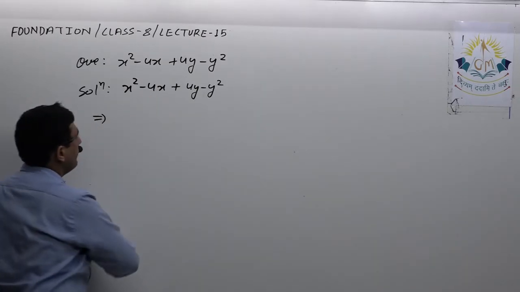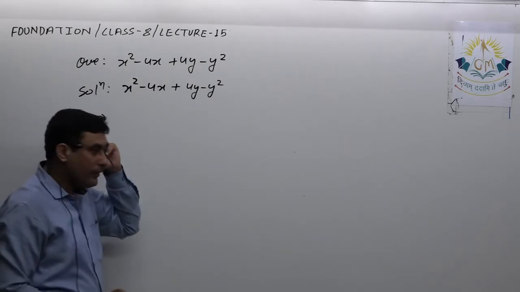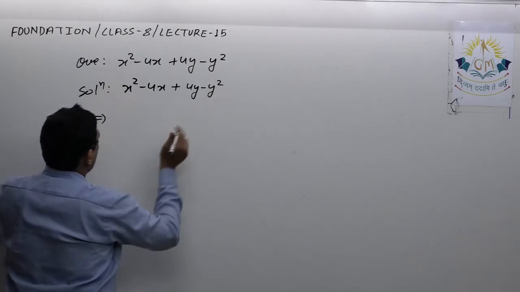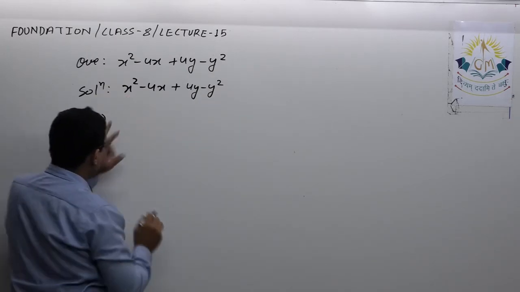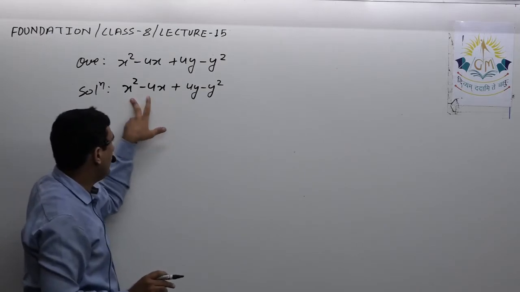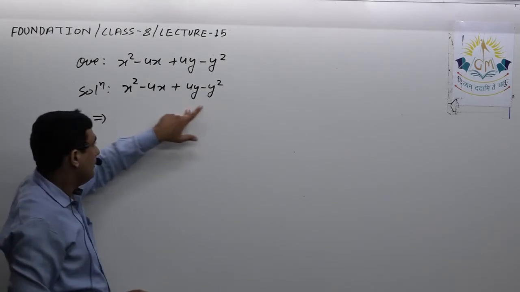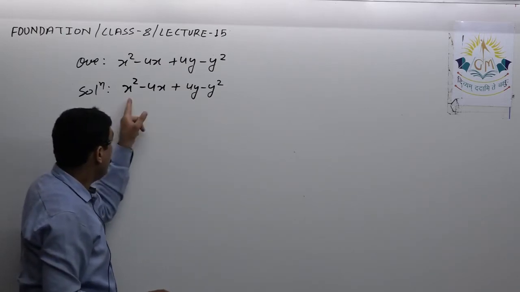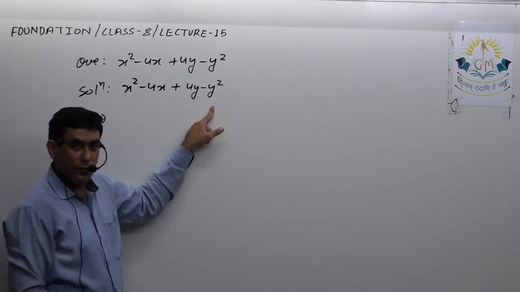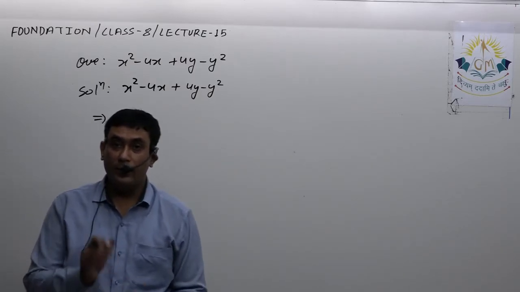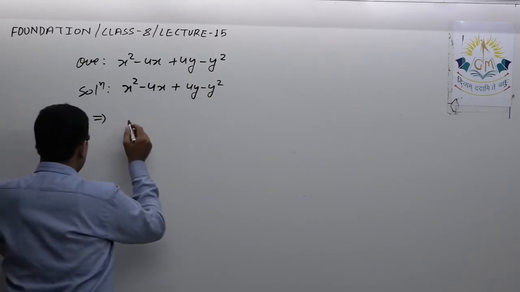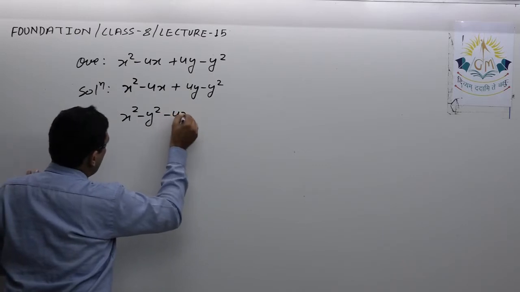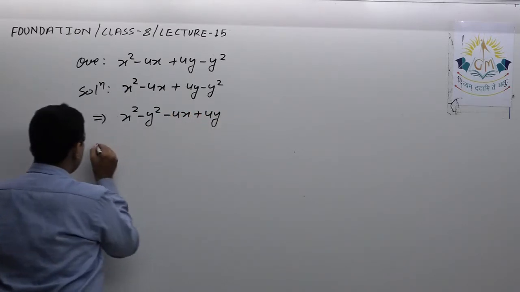So definitely now either we have to shuffle the terms or we have to think about any identity. So here it is x square, here it is minus y square. Even if you want to shuffle it, see, the first two have the common, but the first and third do not have anything common. First and last, again we can say they do not have any common, but they form an identity. So we write these two terms together: x square minus y square, then minus 4x plus 4y.